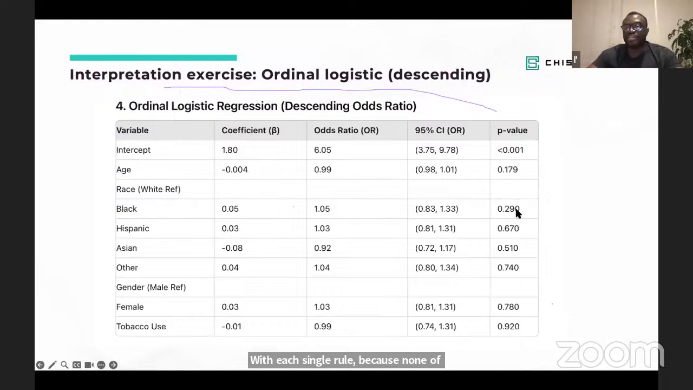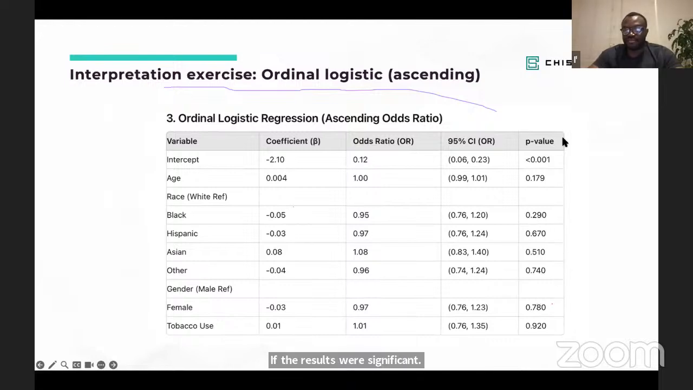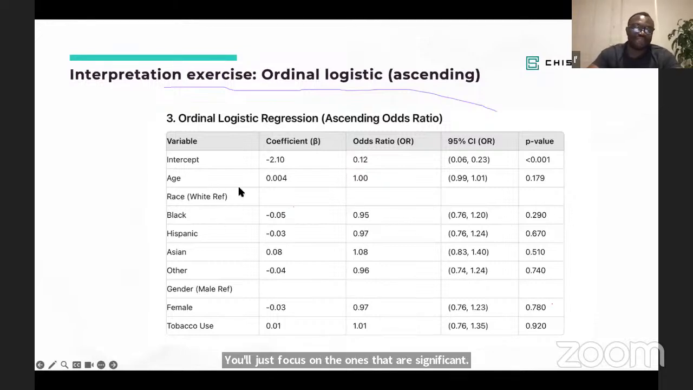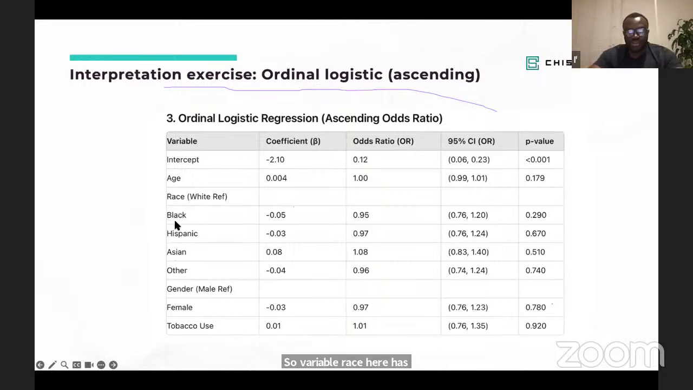Now, if the results were significant, let's see the one that was significant. Well, I can't see anything that was significant here, but assume that some of them were. When you take variable by variable, you will just focus on the ones that were significant, and you will compare to the reference group for just that variable. The variable race here has Black, Hispanic, Asian, and other. As far as I'm talking about race, the comparison will be in relation to whites. If I'm talking about gender, the comparison will be in relation to males.